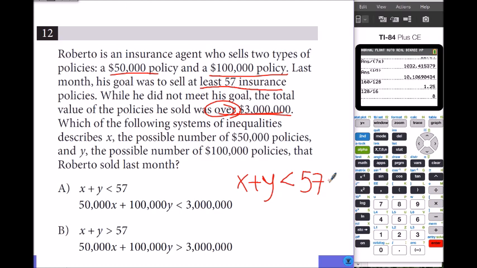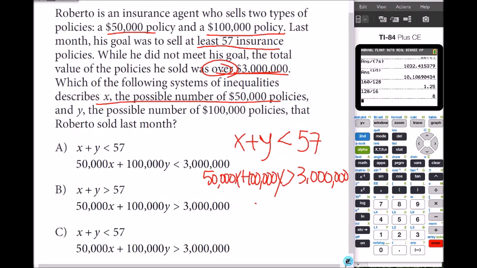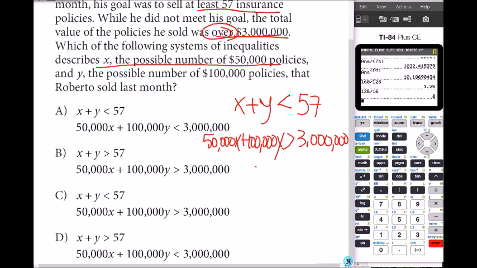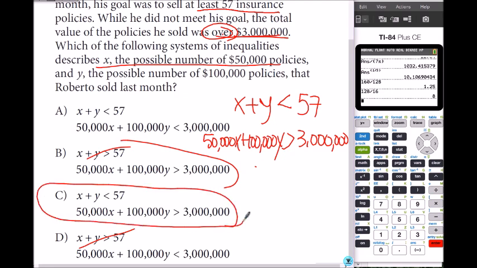But he sold over 3 million. So X was for 50,000. So it's 50,000 X plus 100,000 Y was over that, right? So more than 3 million. So which one is it? Less than 57, that's right. No, it should be less than. And here should be over, so it is this one. C.